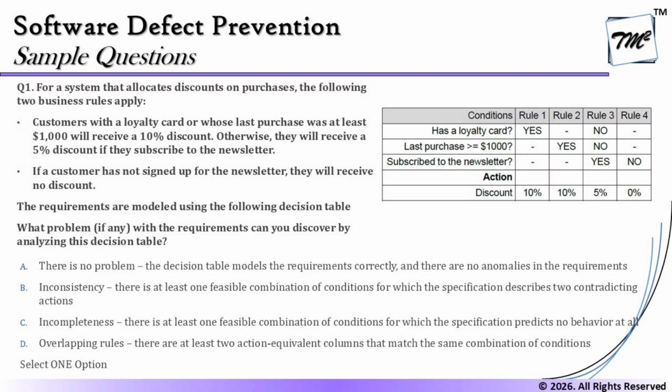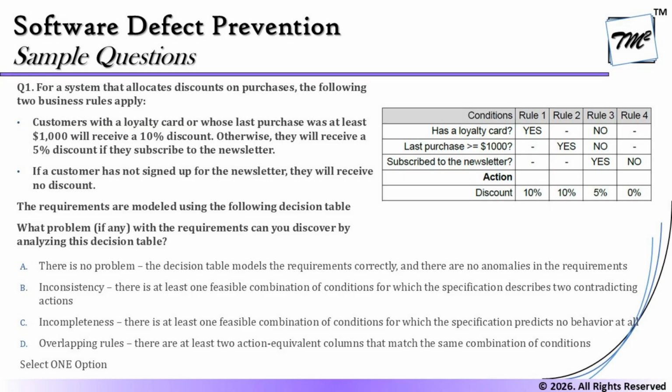For example, rule 1: if you only have a loyalty card but no other options, you get 10% still. Rule number 2: if you have spent $1,000 or more, but you don't have a loyalty card and you are not subscribed to the newsletter, it doesn't matter whether you have done so or not. The hyphen represents doesn't matter. You still get 10% off. So that's the reason the other two things are not very important to be specified as a part of the table.